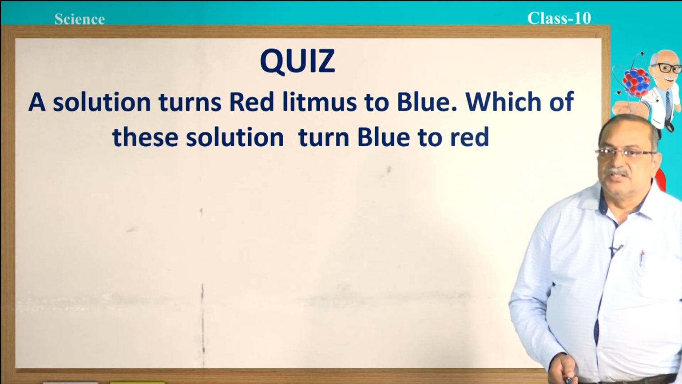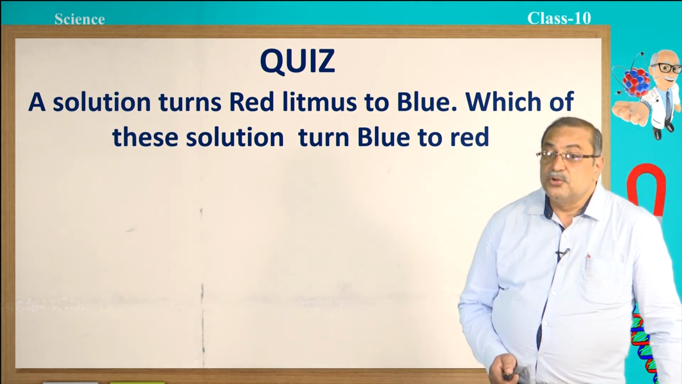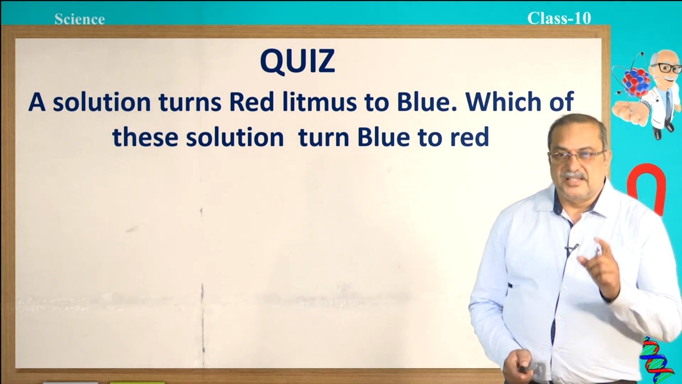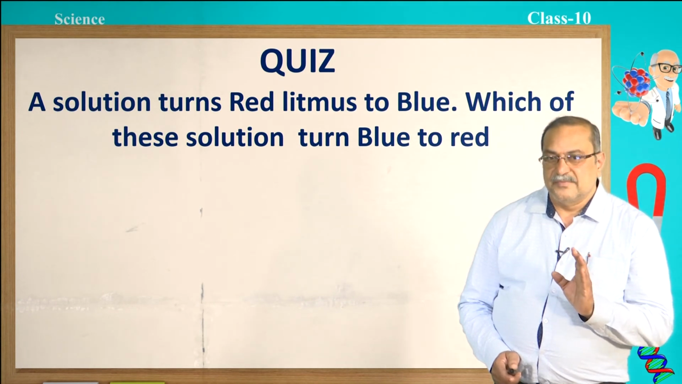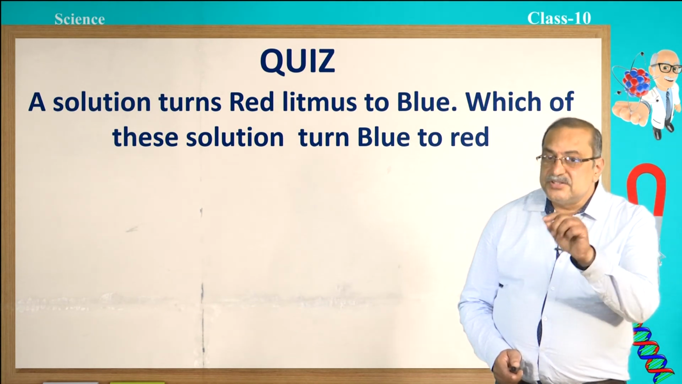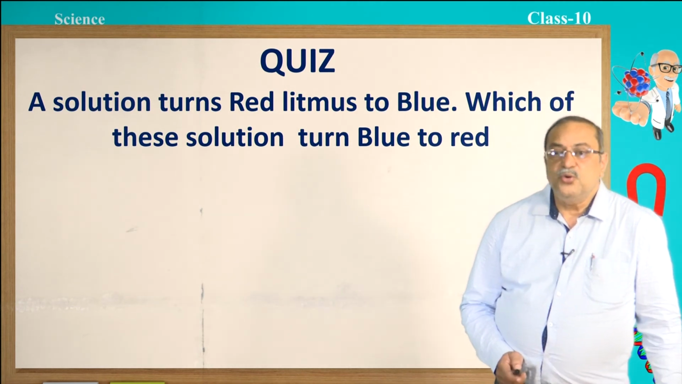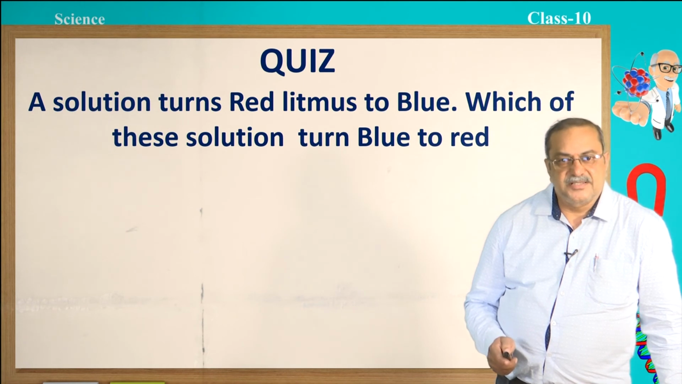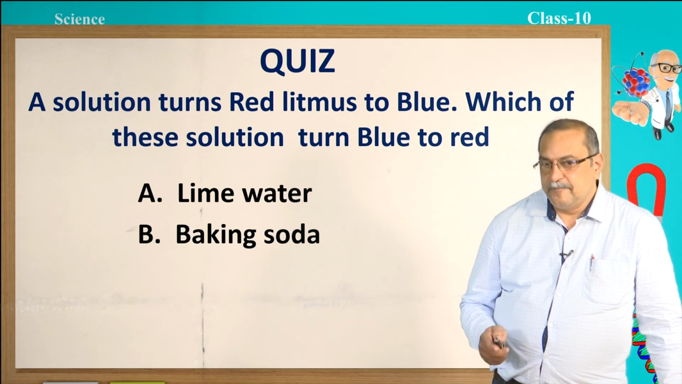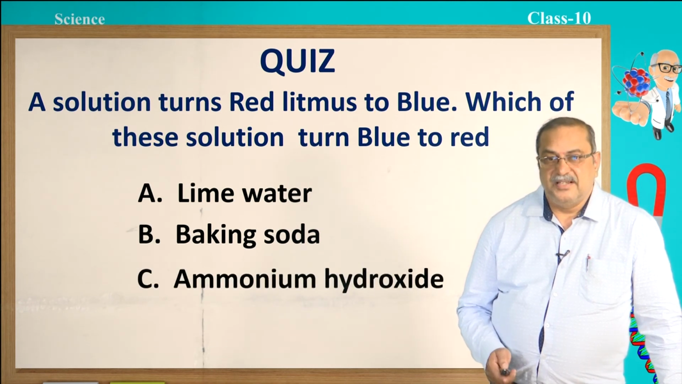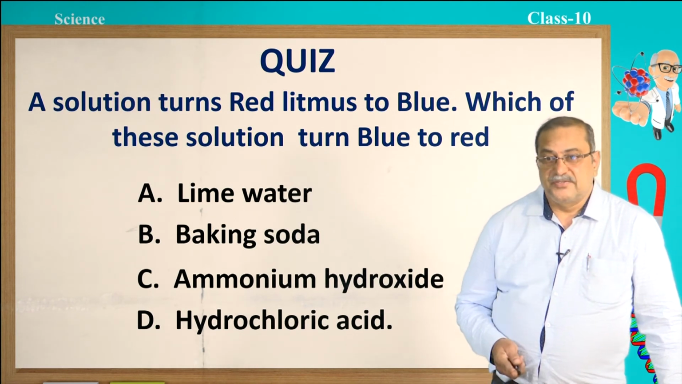A solution turns red litmus to blue. Which of these solutions turns blue to red? Understand the question. A solution turns red litmus to blue color. But here the solutions are given. So, which solution will turn blue to red color? Let us see the options. Lime water, baking soda, ammonium hydroxide, then hydrochloric acid.